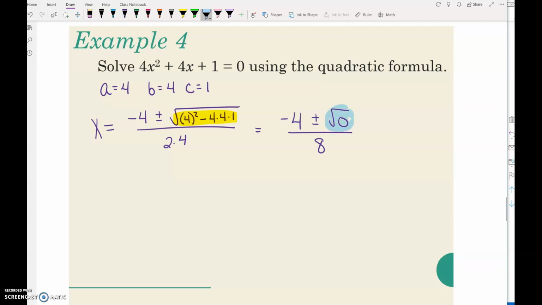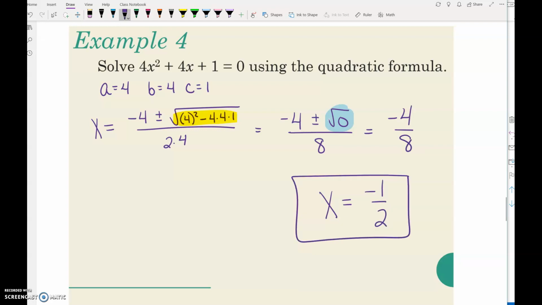Well, what is the square root of 0? The square root of 0 is simply 0. And negative 4 plus 0 is negative 4. Negative 4 minus 0 is negative 4. So this problem becomes negative 4 over 8, which is negative 1/2. x equals negative 1/2. When the stuff under the radical, which is called the discriminant, is 0, there ends up only being one solution.